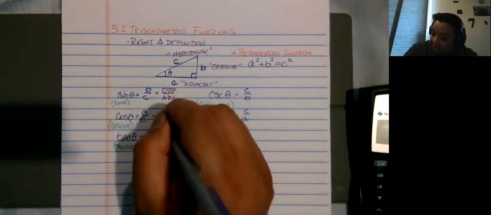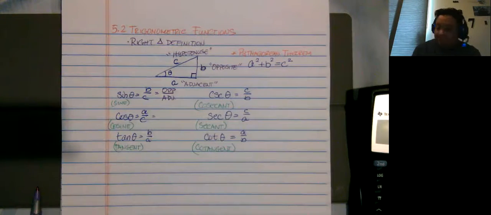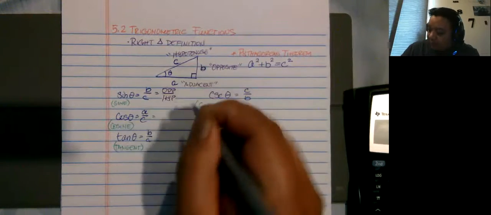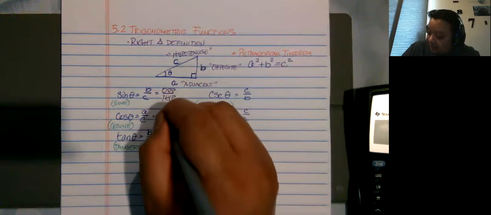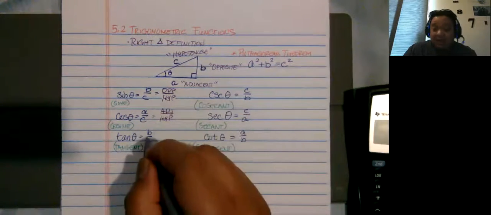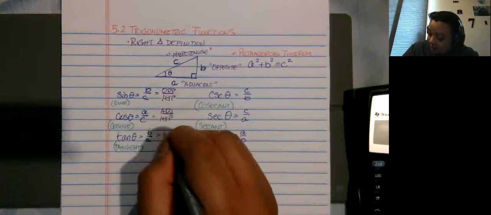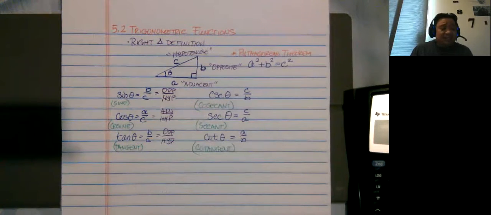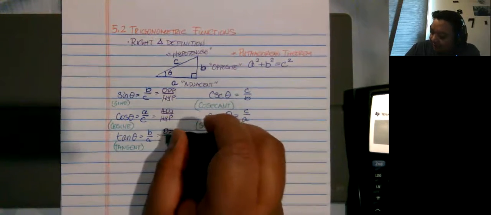Cosine, well, sorry, not opposite over adjacent. My fault. Opposite over hypotenuse. Cosine is adjacent over hypotenuse. And then tangent is opposite over adjacent.